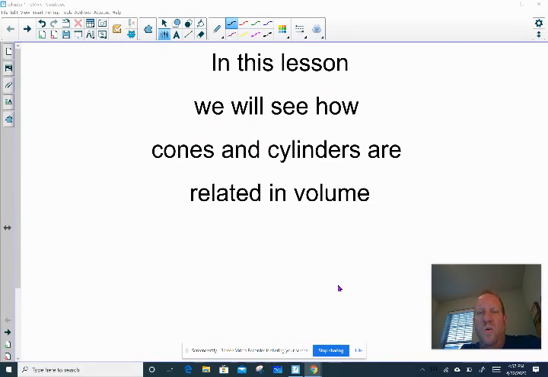Today we're going to continue our investigation into volume. Today we're going to talk about how cones and cylinders are related. It's kind of different. When you think of a cylinder, you think of a round circle that has a big hole in it, just like a can. But an ice cream cone doesn't have a hole in it. It comes to a point. Well, let's find out what they have in common.